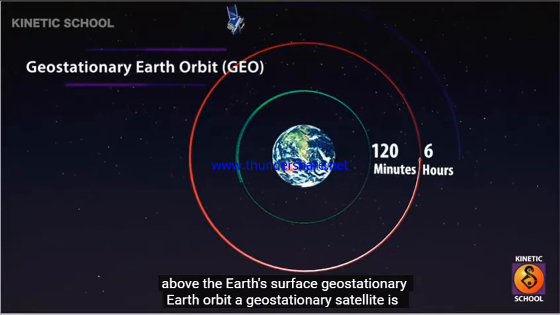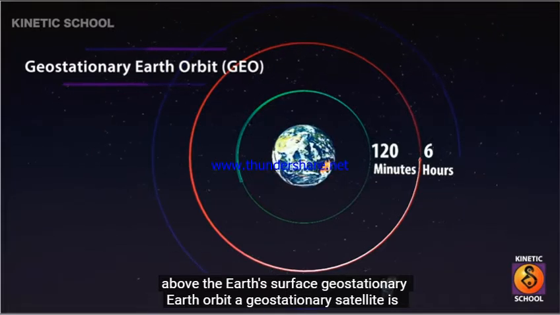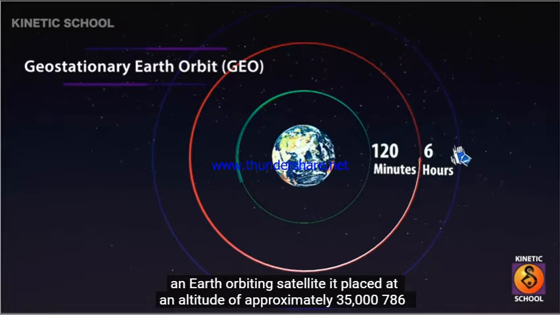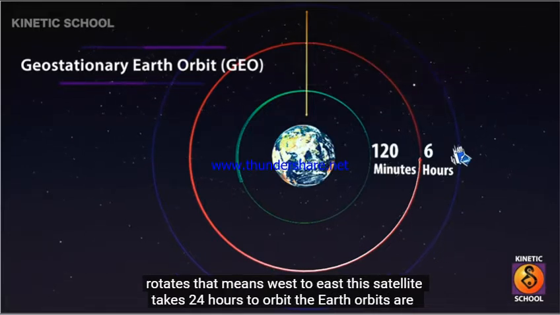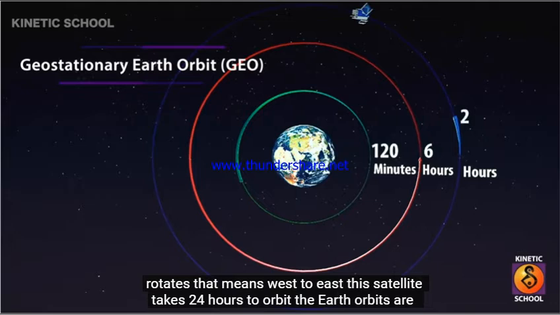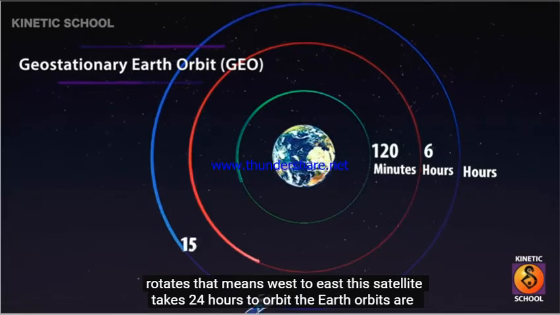Geostationary Earth orbit. A geostationary satellite is an Earth-orbiting satellite placed at an altitude of approximately 35,786 kilometers directly over the equator, that revolves in the same direction the Earth rotates, that means west to east. This satellite takes 24 hours to orbit the Earth.